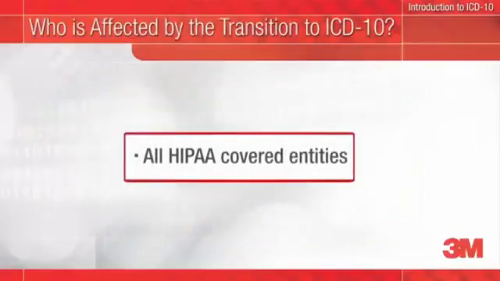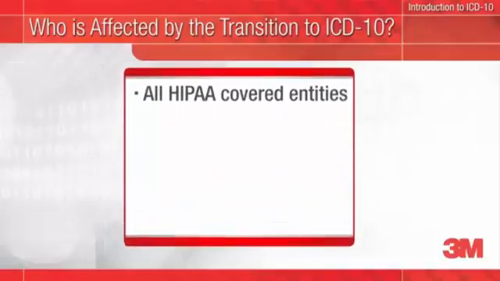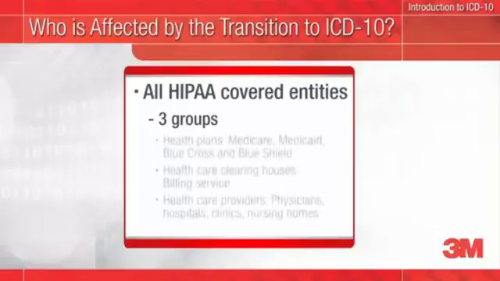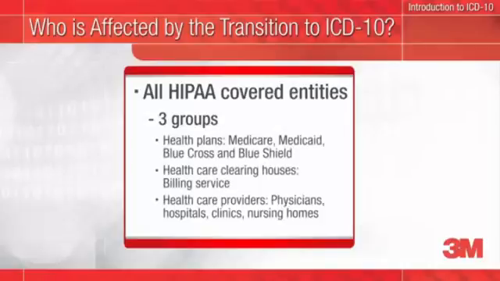Second, you might be asking, am I affected by the transition to ICD-10? The answer to this question is yes. All covered entities that transmit electronic data based on the Health Insurance Portability and Accountability Act, HIPAA, transaction standards must transition to ICD-10. There are 3 specific groups of covered entities that transmit electronic health information in connection with these HIPAA transaction standards. They are health plans, healthcare clearinghouses, and healthcare providers.